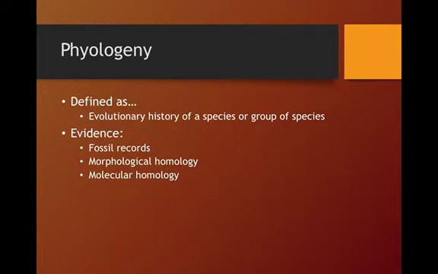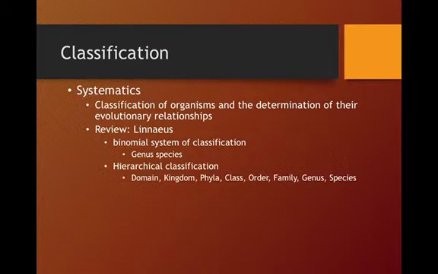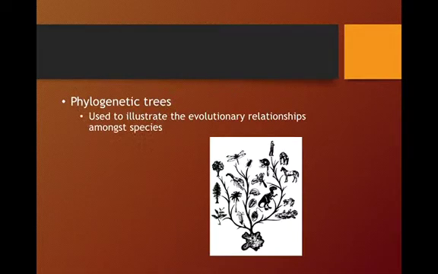Okay, so phylogeny is the evolutionary history of a species or a group of species. Our evidence is fossil records, morphological homology, and then molecular homology. So, our classification, we have systematics. It's the classification of organisms and the determination of their evolutionary relationships. We talked previously about Linnaeus, which was the binomial system of classification, and then of course we have our hierarchical classification, which starts with domain. Okay, a phylogenetic tree is simply an illustration of different organisms' evolutionary relationships to one another.